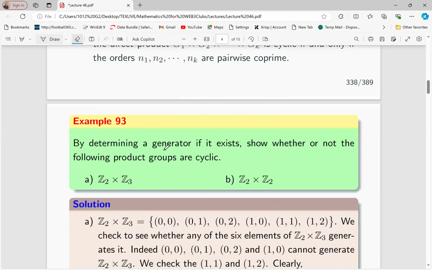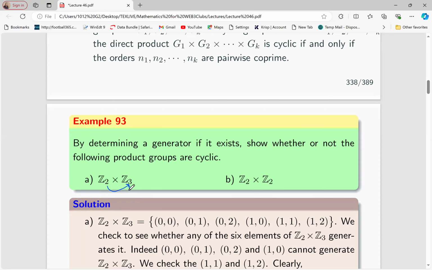This example says, determine, okay, of course we can say that these two are cyclic. But now I'm bringing another concept, the concept of generators. Because we said that if a group is cyclic, it means it has a generator or several generators. So the question is, of course, we know that this is not cyclic. This is not cyclic because the orders, this one has 2 elements. This one has 2 elements. The GCD of 2 and 2 is not 1. So this is not cyclic.